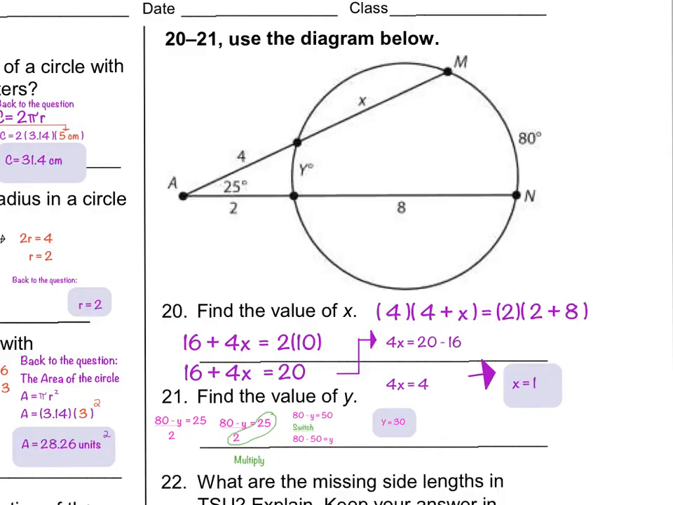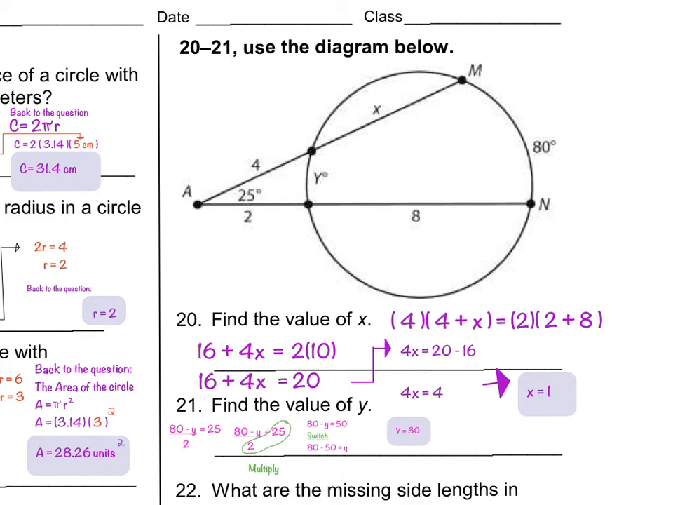On numbers 20 and 21, we're looking at this problem here with the circle and 2 secant lines. You can see that on the secant lines, we're talking about the segments, which is this x, this 4, this 2, and this 8. But for the arcs, you're looking at 80 and y, and for the angle, you're looking at 25. So the arcs and the angle go together, and the segments go together on another problem. So number 20 deals with the segments.